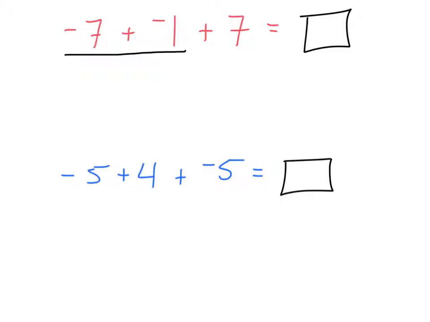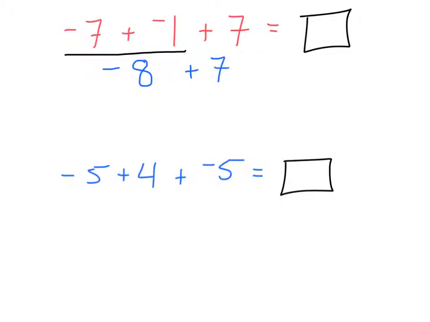So from here we see that the signs are the same. We have a negative and a negative. So then we know that the answer is going to be a negative. So negative 7 plus negative 1 is negative 8. Bring everything else down.